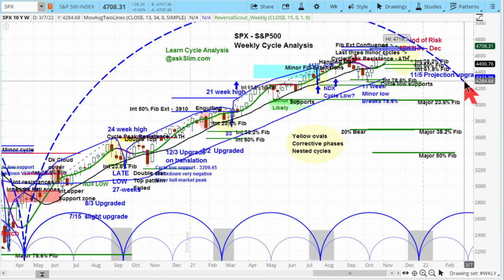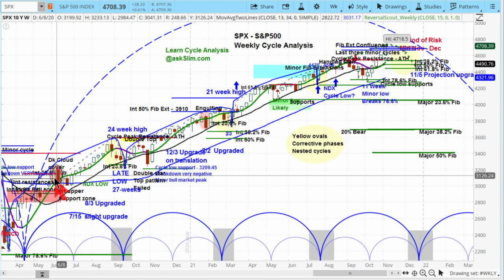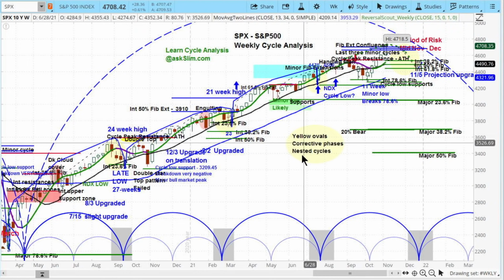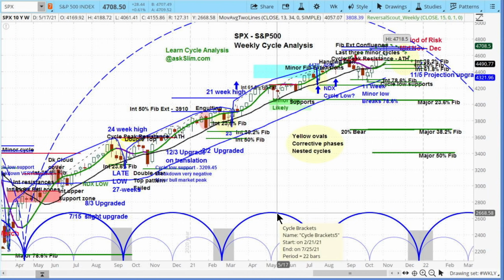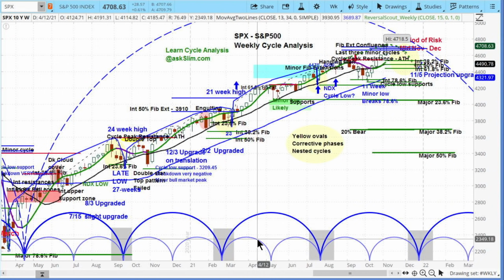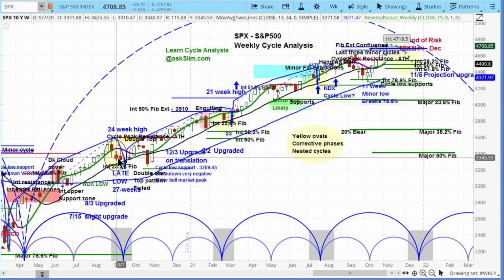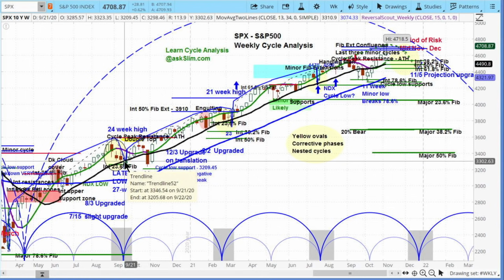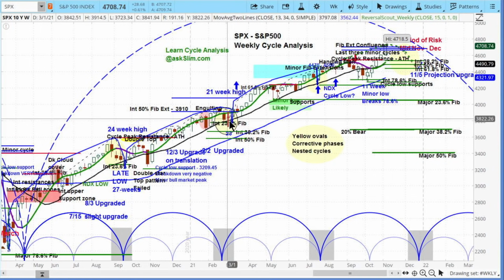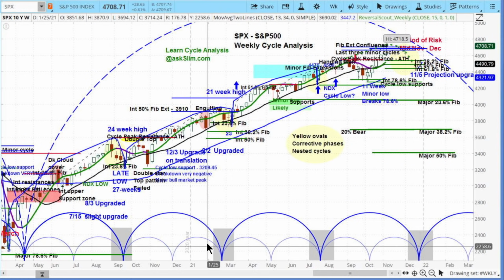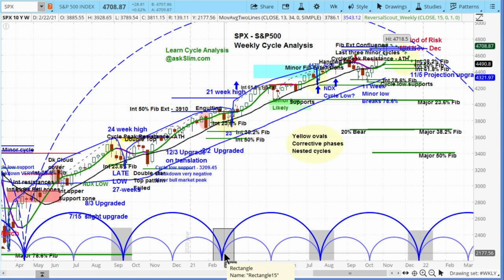So let's just look at these cycles that are right in here, and you can see the length of these cycles as they're set up. If I just highlight, this is 22 weeks and this is 11 weeks, and there's a minor cycle in there at 11 weeks that you can see, and there's a dominant cycle in here at 22 weeks. These yellow ovals are corrective phases, and these are where the cycles nest on the bottom. And what they tell you is periods where there are likely to be significant corrections.